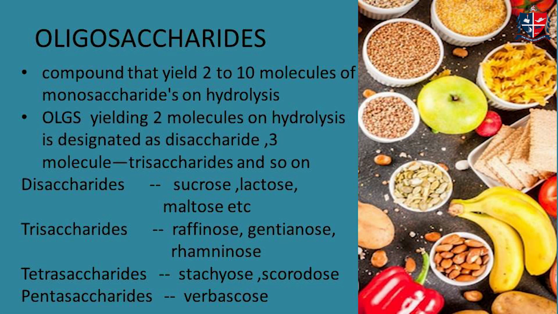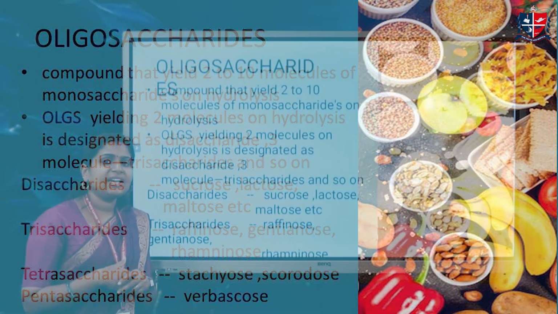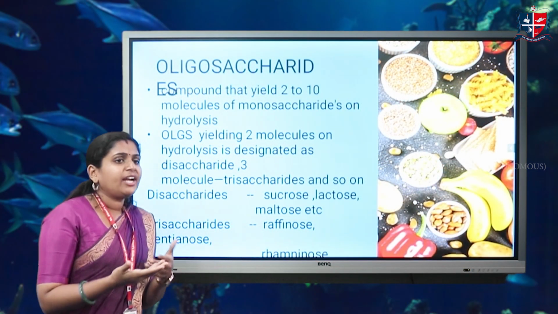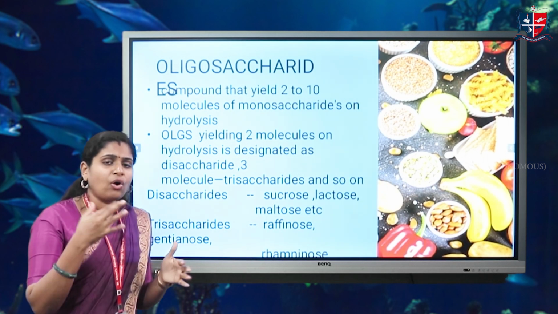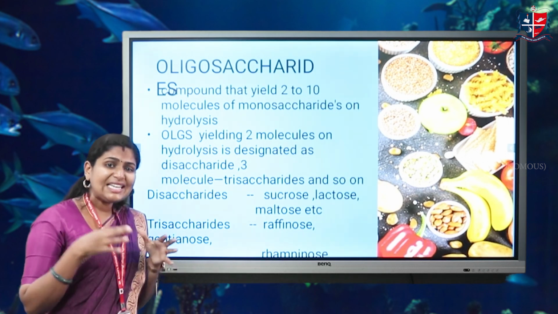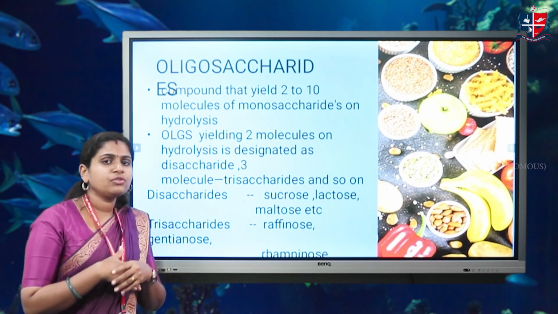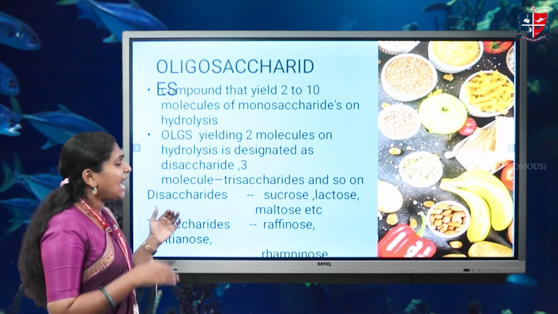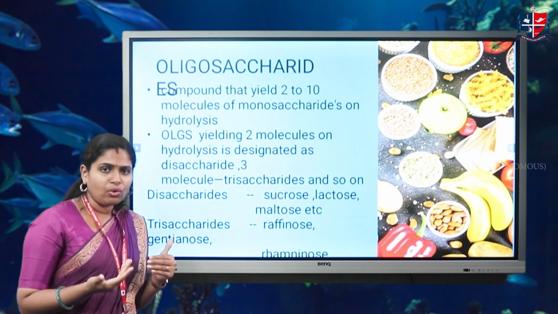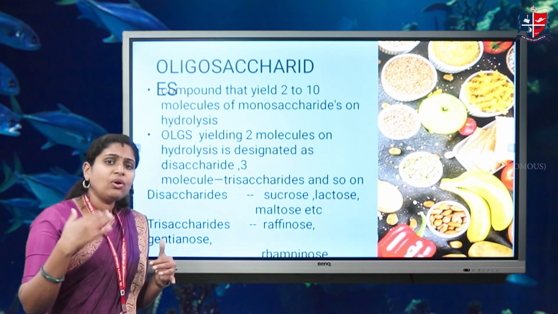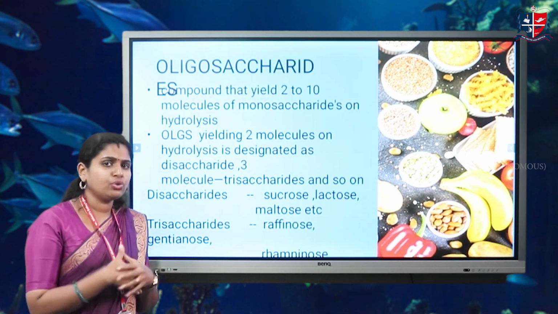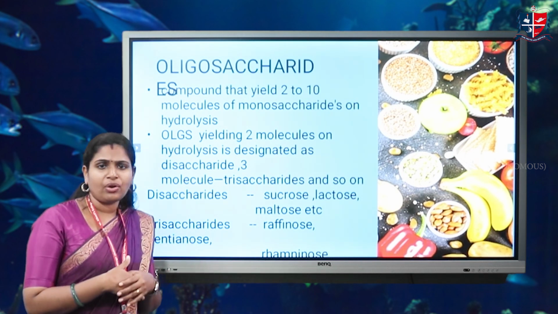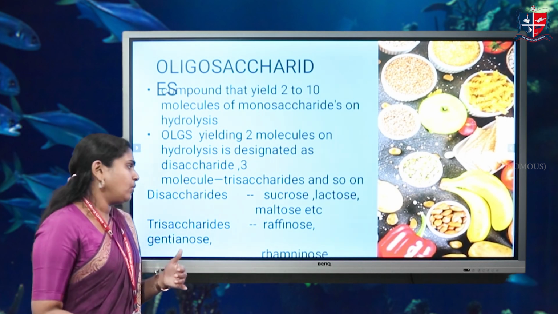Coming to oligosaccharides, we already said that oligosaccharides contain up to 10 molecules of sugars. We can also define oligosaccharides as compounds which upon hydrolysis yield 2 to 10 molecules of sugars. That particular type of sugar is known as an oligosaccharide. Whenever the oligosaccharide yields 2 molecules of sugars upon hydrolysis, it is known as a disaccharide. Whenever it yields 3 molecules, it is known as a trisaccharide, and so on up to 10 molecules.